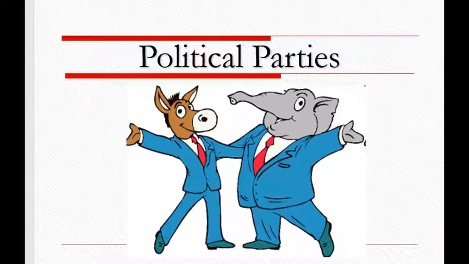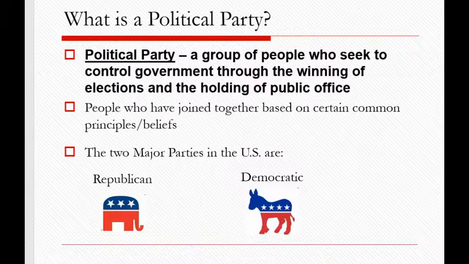So let's dive into talking a little bit about what a political party is. On the screen, you can see a political party: a group of people who seek to control the government through the winning of elections and holding public office. The most successful political parties win on Election Day, right? That's the goal, when more of their fans, the members of their team, come out to the polls.